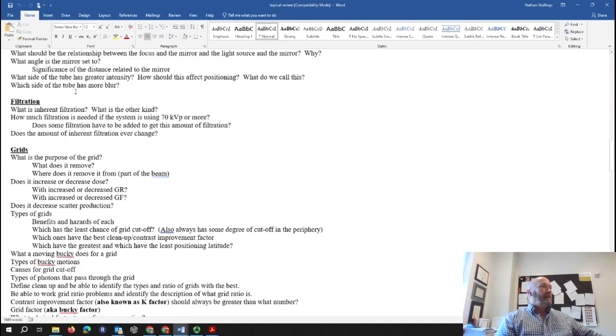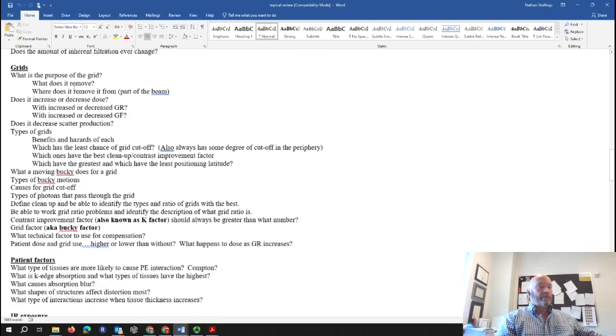So we made it through filtration. We're going to pick up with grids. The purpose for the grid is to absorb scatter radiation after it's been created. So it absorbs wide-angle scatter radiation. That is your Compton. Thomson may be unaffected, but remember, Thomson radiation accounts for a very small portion of our remnant beam. So it removes it after it's been created, meaning the remnant beam or the secondary radiation.